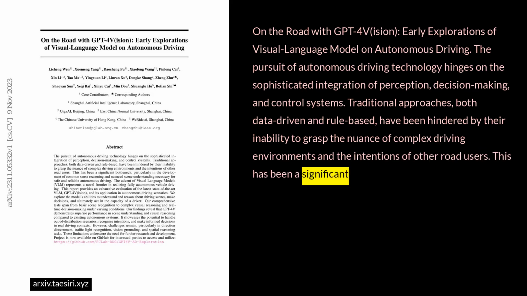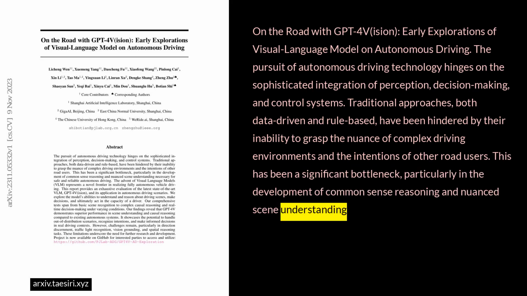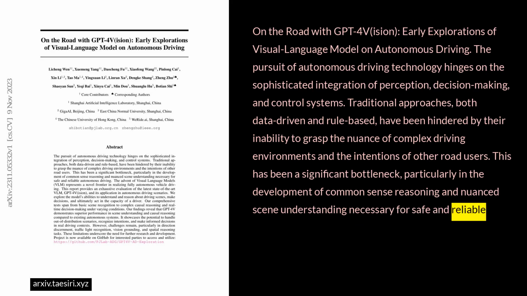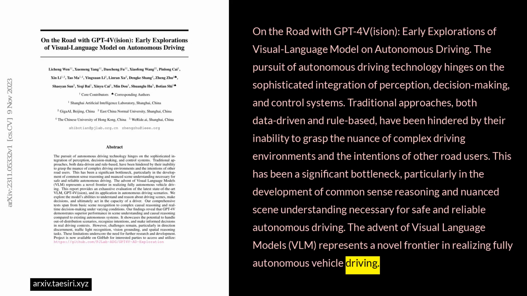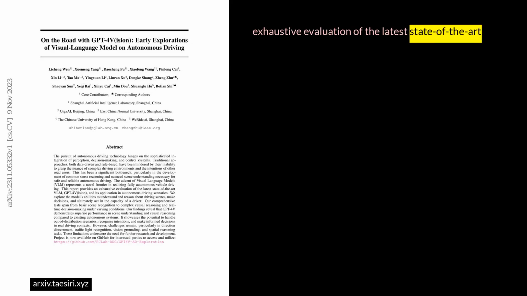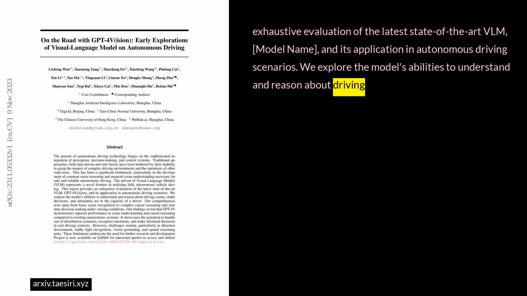This has been a significant bottleneck, particularly in the development of common-sense reasoning and nuanced scene understanding necessary for safe and reliable autonomous driving. The advent of visual language models, VLM, represents a novel frontier in realizing fully autonomous vehicle driving. This report provides an exhaustive evaluation of the latest state-of-the-art VLM, model name, and its application in autonomous driving scenarios.